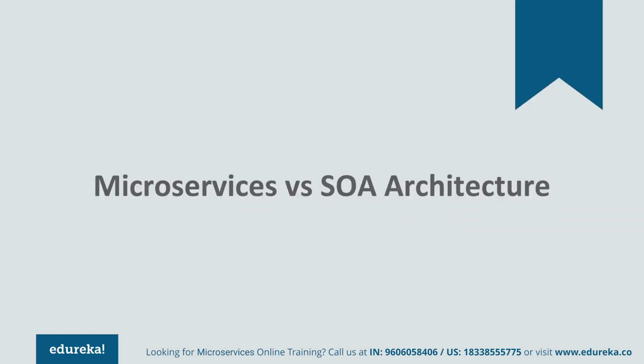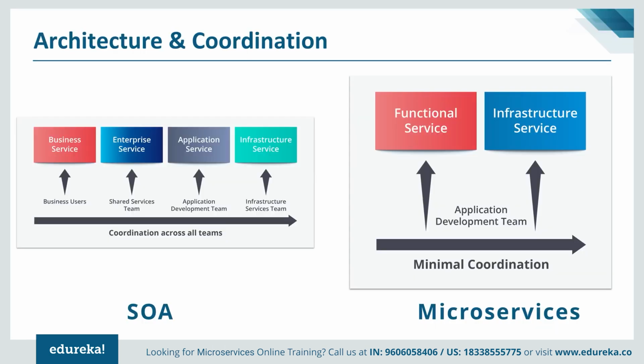Let me go forward and talk about the difference between microservices and SOA with respect to certain parameters. Let's look at the difference with respect to architecture and coordination. First of all, in SOA, there are 4 different types of services. First is business service. The next is enterprise service. Then we have application service, and then we have infrastructure service. These 4 service types together form your SOA, and they together deliver your software application.